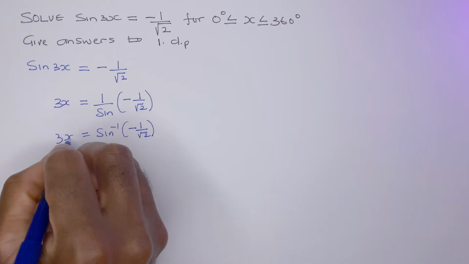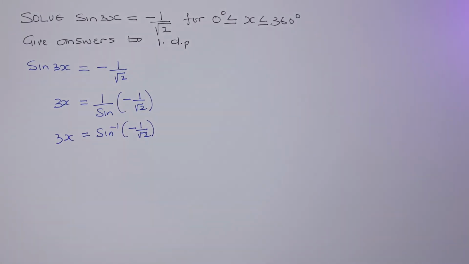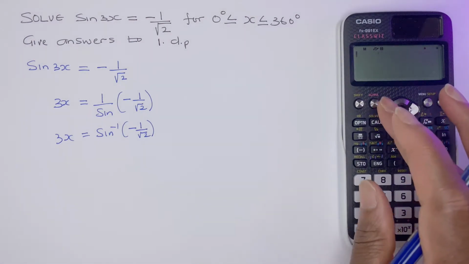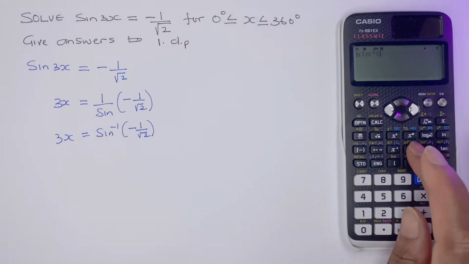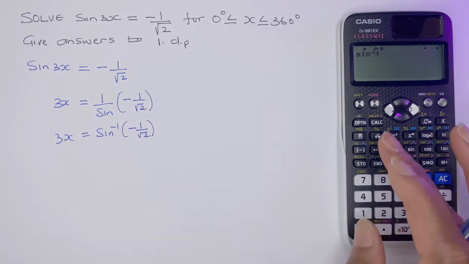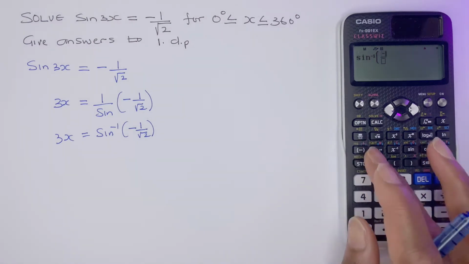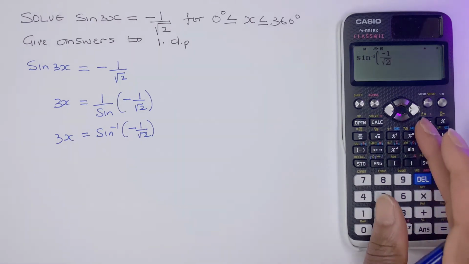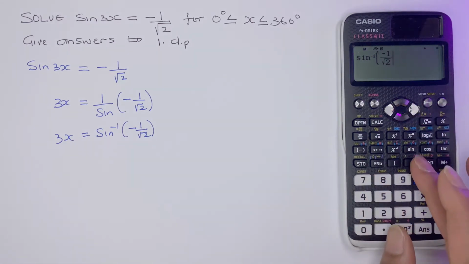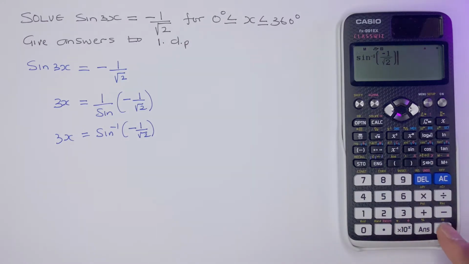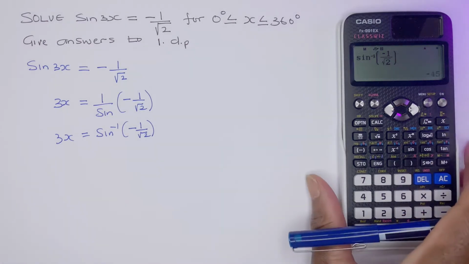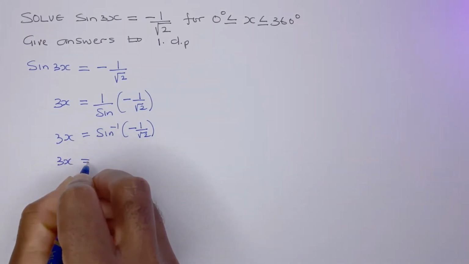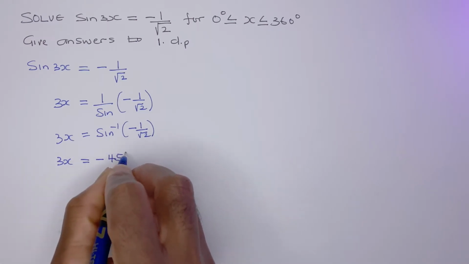So that's 3x. Get the calculator and find the sine. So we do shift sine. We want a fraction, so we press the fraction button, minus 1 and divided by root of 2. So we need to close the bracket, equals. So that's minus 45. So therefore, 3x equals minus 45 degrees.